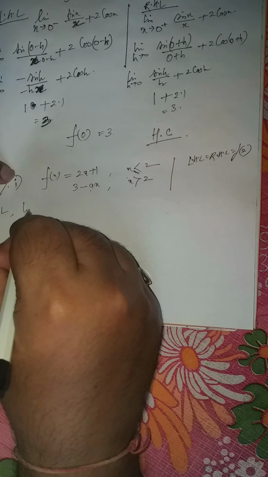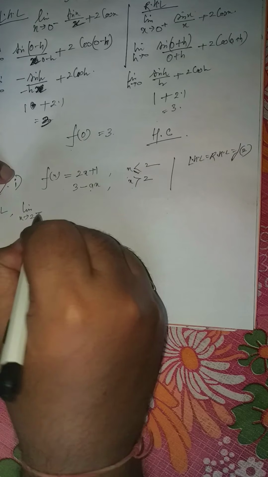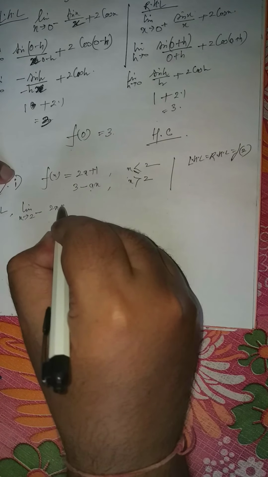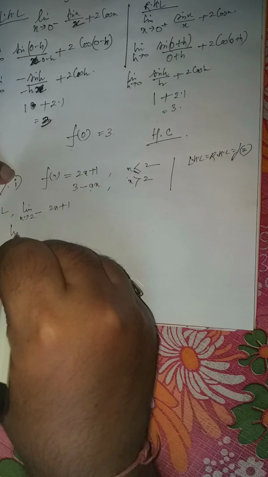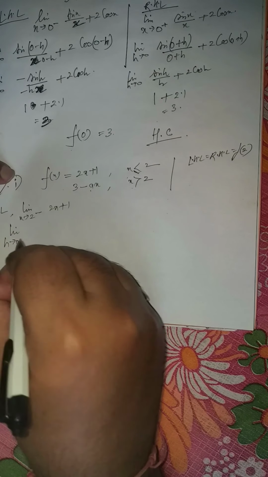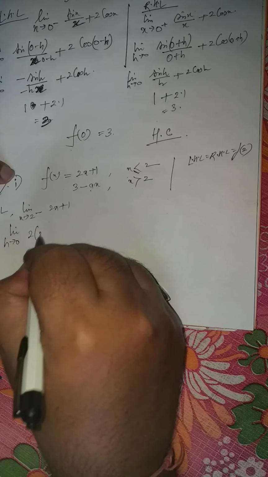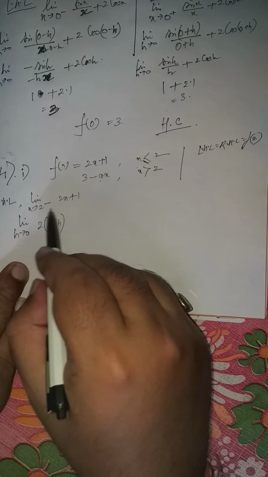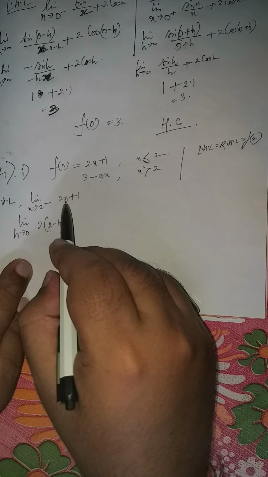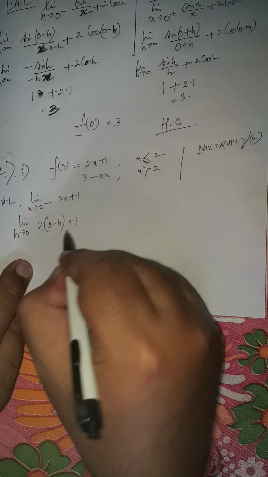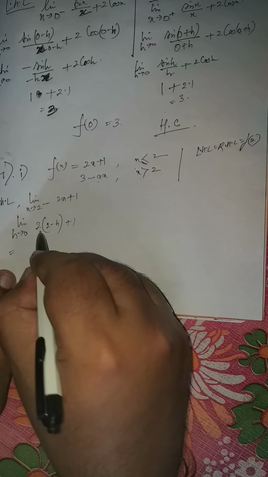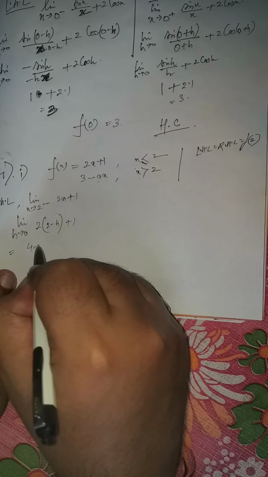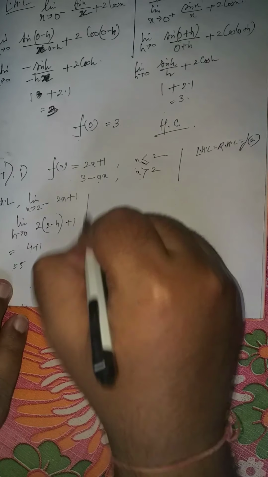For LHL, what can you write? x tends to 2 minus, which function will you consider? Less than 2 means 2x plus 1. So limit h tends to 0, replace x by 2 minus h. See the method of how to replace? I told you this in limits. Just replace x by 2 minus h in 2x plus 1. Now evaluate, substitute the value h equals 0. 2 minus 0 is 2, 2 twos are 4, plus 1 is 5.